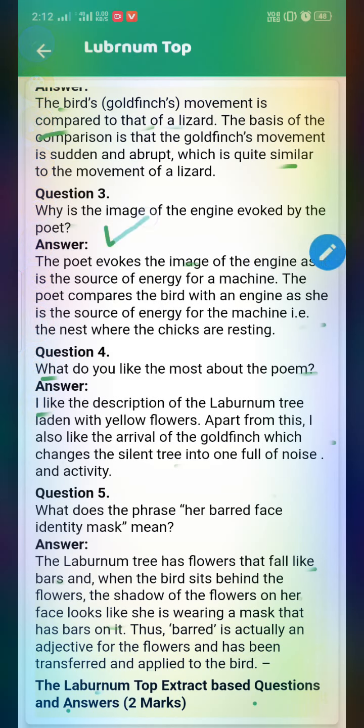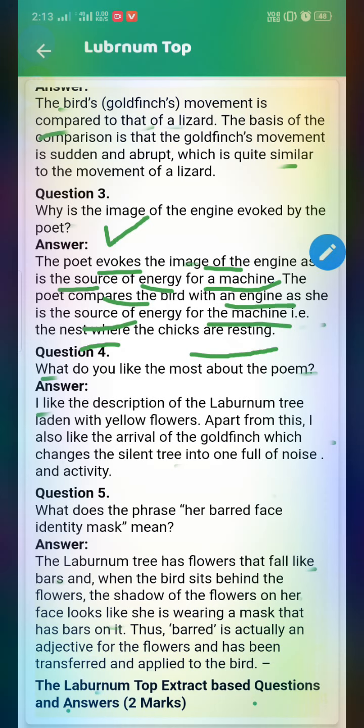The answer for the third question is: the poet evokes the image of the engine as it is the source of energy for a machine. Means the goldfinch, she stokes her children. She is the medium and source of energy for them. The poet compares the bird with an engine as she is the source of energy for the machine. Example: the nest where the chicks are resting. Chicks, children of the goldfinch.